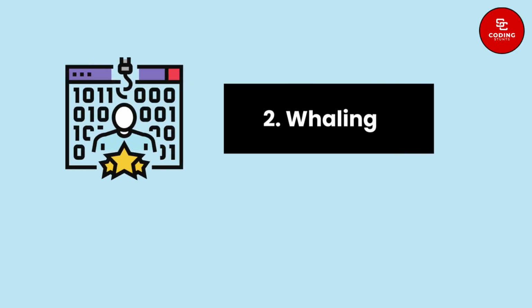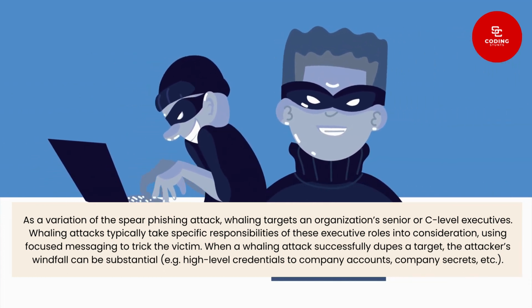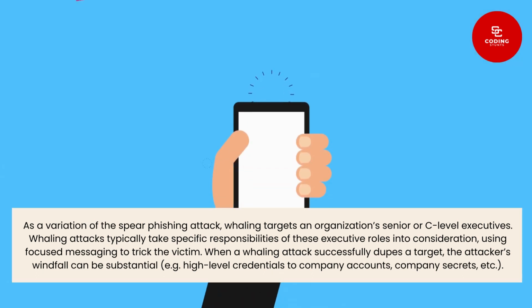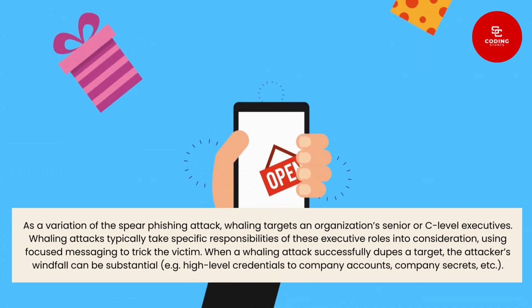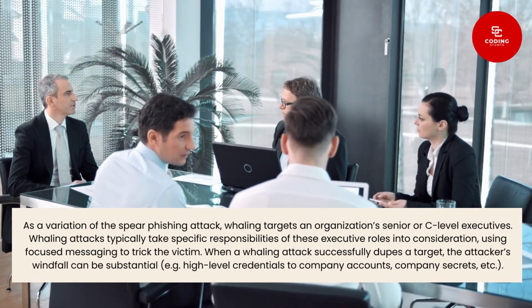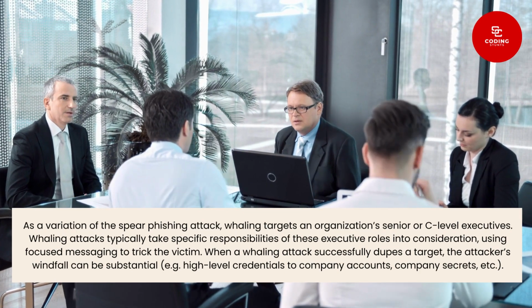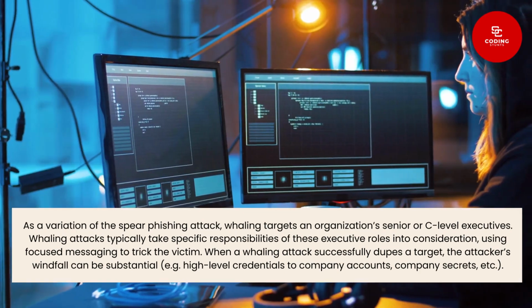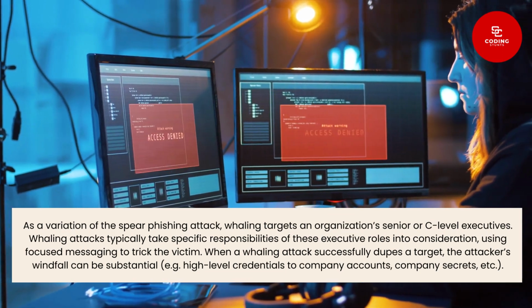Number 2, whaling attack. As a variation of a spear phishing attack, whaling targets an organization's seniors or C-level executives. Whaling attacks typically take the specific responsibilities of these executive roles into consideration, using focused messaging to trick the victim. When a whaling attack successfully dupes a target, the attacker's windfall can be substantial.